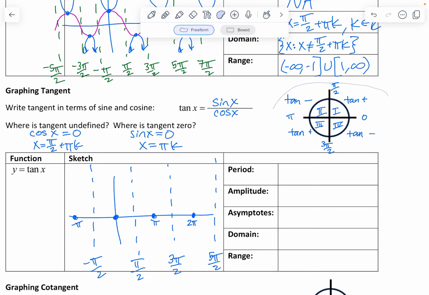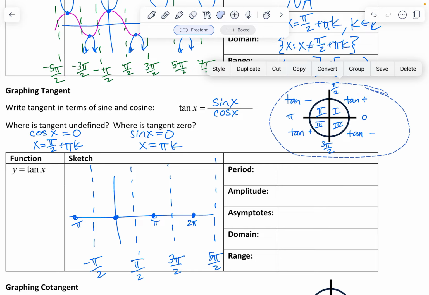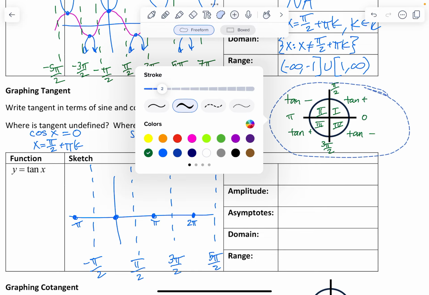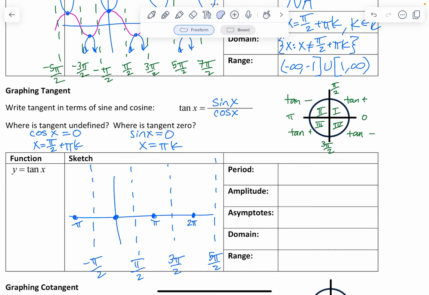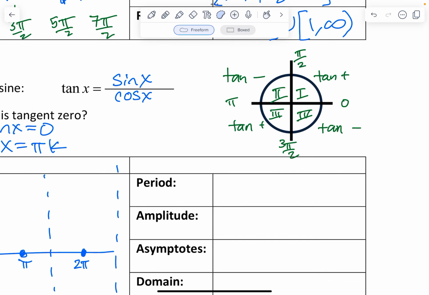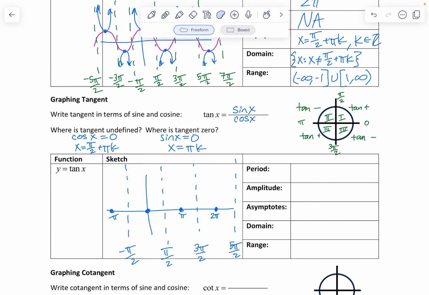Okay, so I'm going to do this now while I'm thinking about it. I'm going to change this color, so it looks different than everything else. From 0 to pi over 2, all of our tangent values are positive. And so what happens is from 0 to pi over 2, our tangent values are positive, and they start shooting off to positive infinity.